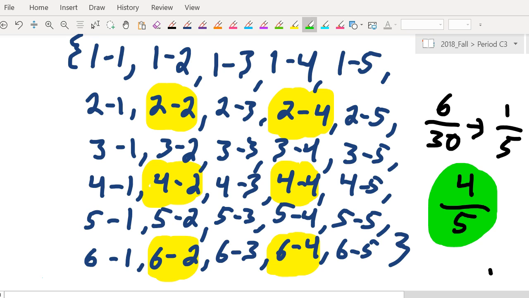Because these are the only chances that he will win. 6 out of 30, which reduces to 1/5. And then all the other chances, which is actually 24 out of 30, which reduces to 4/5, is her chances. Get it? Okay, I'm not going to make you write that much on the test, though, because I'm not mean.